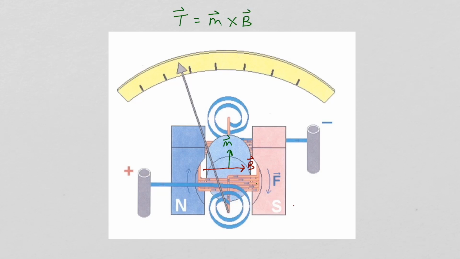The larger the current is flowing in the meter, the larger will be the magnetic dipole moment, which will result in a larger M cross B torque. The needle will rotate more before the M cross B torque is balanced by the torque coming from the spring. This is how an analog meter operates.